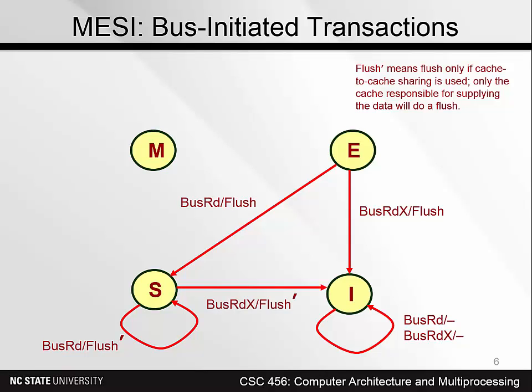If a line is in state S when a bus read X comes in, it transitions to state I. And if cache-to-cache sharing is in use, it's the processor's responsibility to put the line out on the bus.